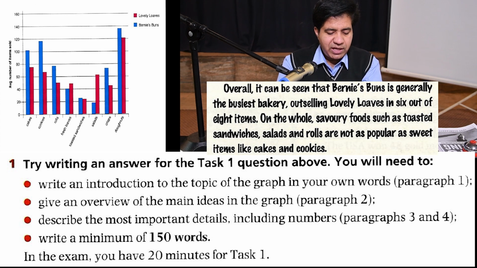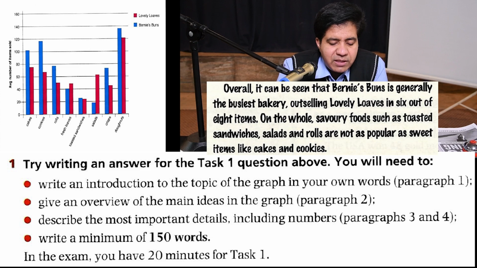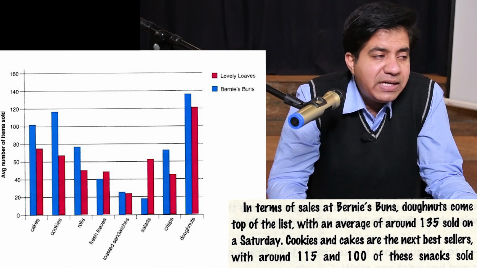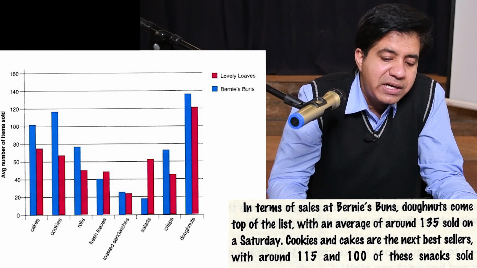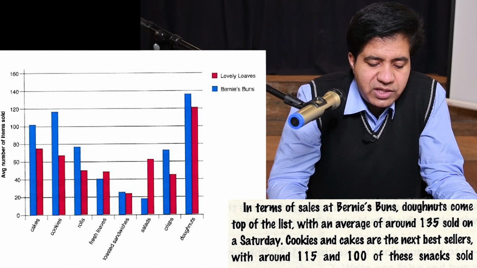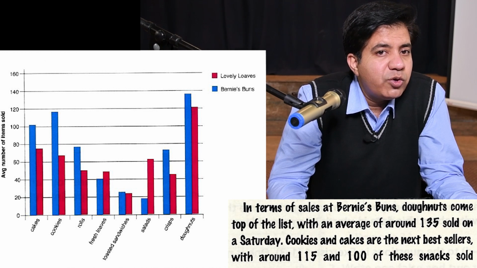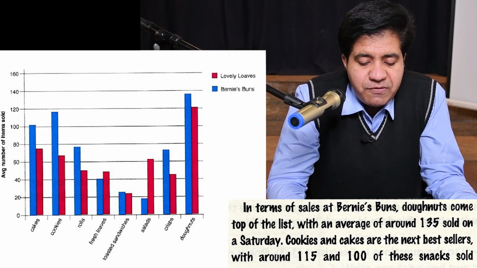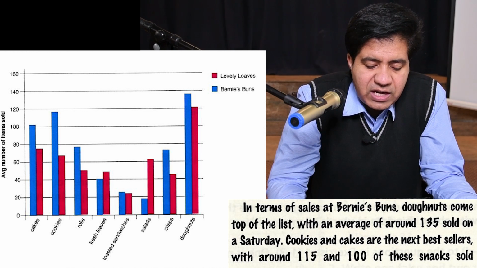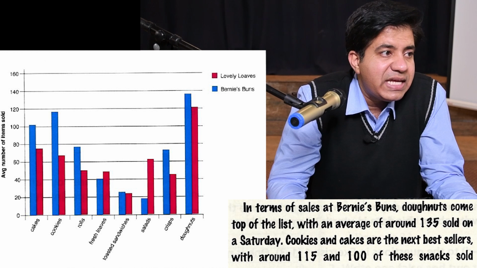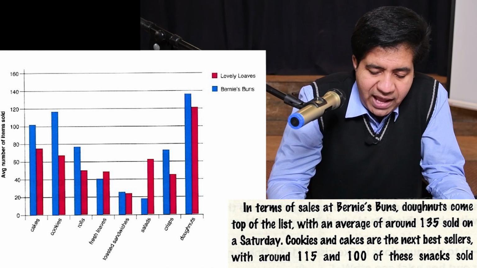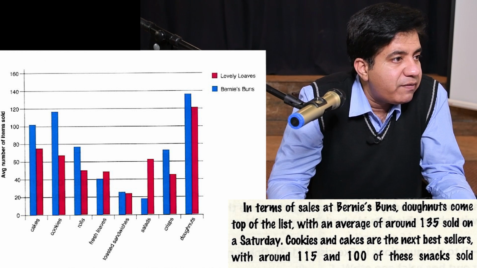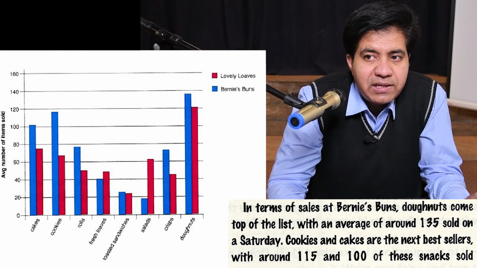Let's come back to page 96. In terms of sales at Bernie's Buns, now we are going to write about Bernie's Buns first. Donuts come top of the list. So first we will talk about donuts. Donuts come top of the list, comma, with an average of around 135 sold on a Saturday. Now you can go back and see, around 135 sold on a typical Saturday.